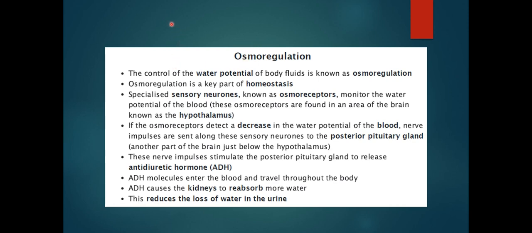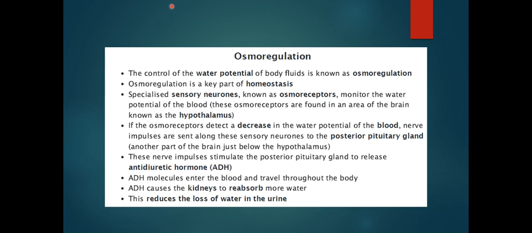Osmoregulation is the control of water potential of the fluids in our body, so it's really important to maintain them, and this is also a part of homeostasis. There are special sensory neurons in our body, known as osmoreceptors, and they monitor the water potential in our blood. These osmoreceptors are always found in the hypothalamus, and the hypothalamus is in the brain. Remember, if the water potential decreases somewhere in our body, these osmoreceptors detect it, and after detecting it, they send impulses along the sensory neurons.